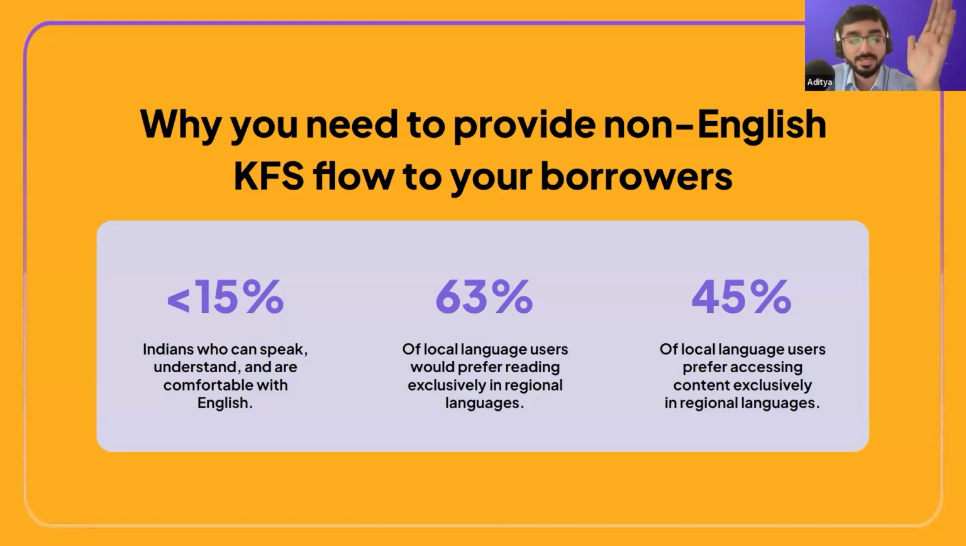Showing you some stats on the screen. It's a study done by Google. Just to be clear, it's not that I have Googled this. This is Google, the company itself, doing a study about digital use in India. Stats are pretty self-explanatory, right? English simply isn't the primary fluency of most Indians. And especially in retail loans like microfinance, English is not going to be the primary fluency of your borrowers.